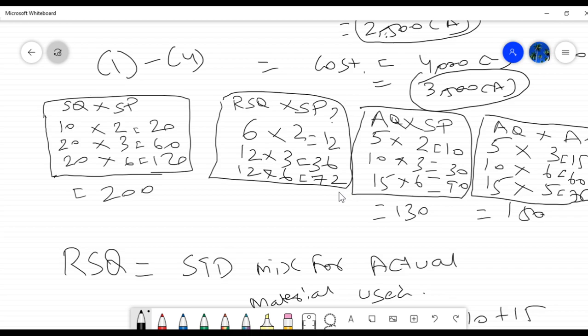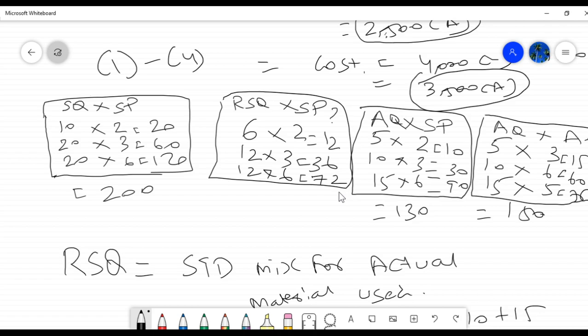Then 2 minus 3. They asked mix variance, which equals 120 minus 130, that is 10 rupees adverse. Then they asked mix, usage, price. Usage is 1 minus 3. 1 is 200, 3 is 130. I used less quantity only, so definitely I will get a favorable answer. That is 70 favorable.